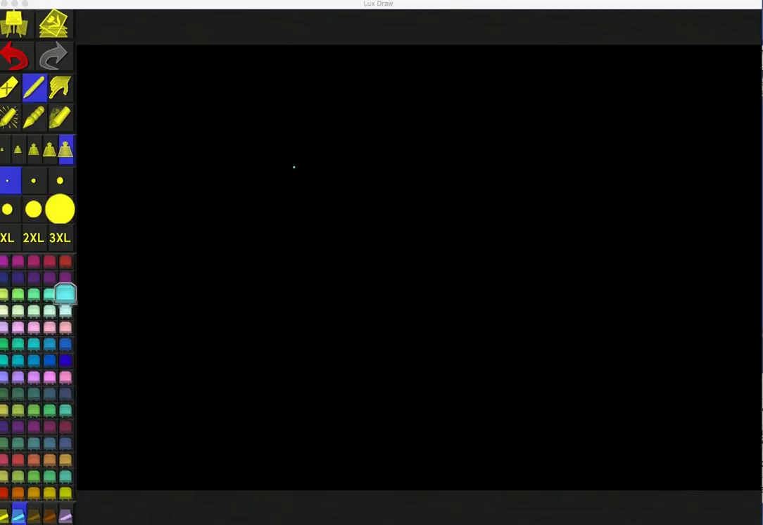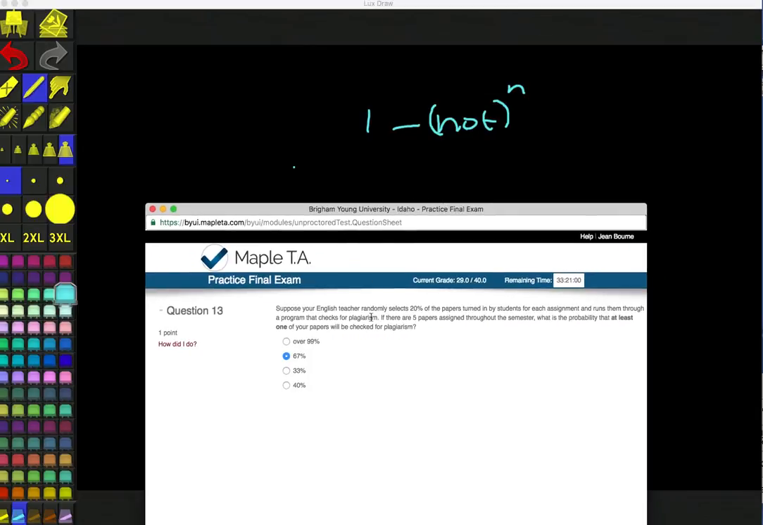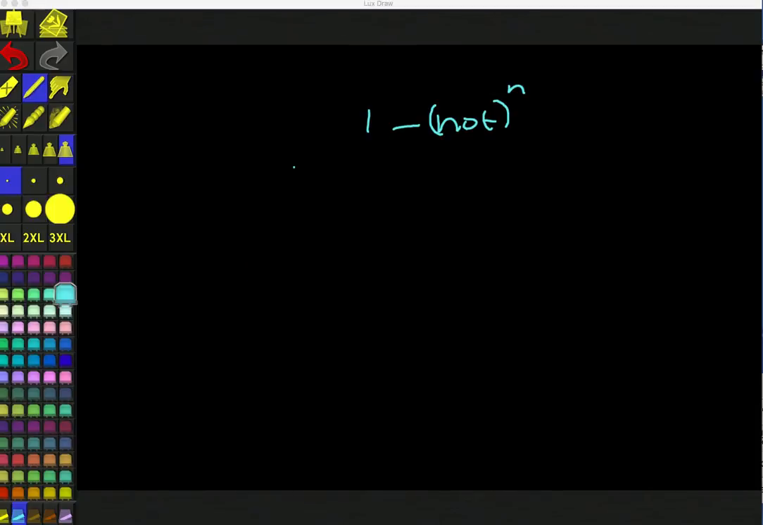Our formula is 1 minus naught, and that's raised to the n. This one said she randomly selects 20% of the papers turned in. That means there's an 80% chance that it's not mine. So it's 1 minus 0.80, or 0.8 I can just write.